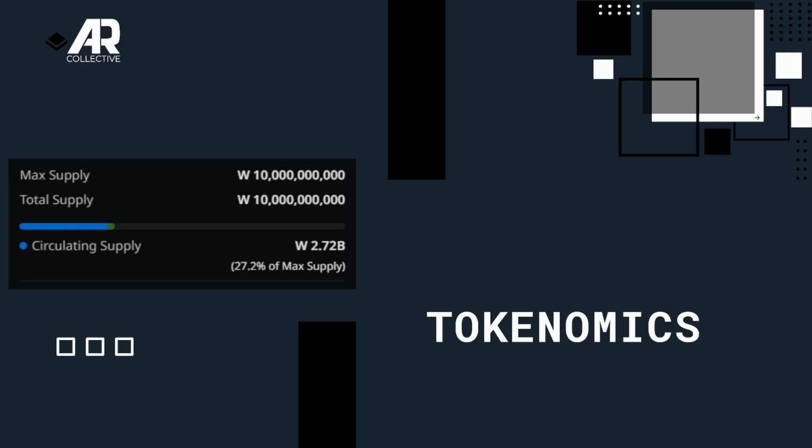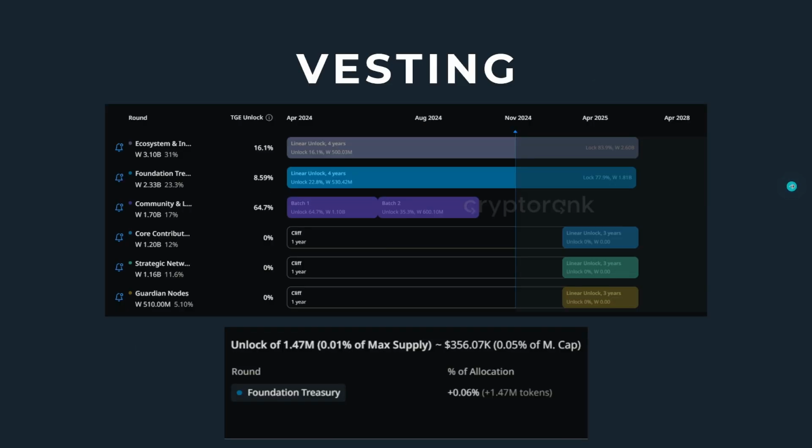Now let's dive into the tokenomics. As you can see, Wormhole has a total supply of 10 billion. 27.2% of the max supply is already on the market. As you guys know, they did an airdrop. So as you can see here on the screen, you don't have to worry about any big unlocks from at least the venture capitalists or the nodes. Because if you're a node, you get rewarded in Wormhole tokens for securing the network. You can see here, there are no big unlocks till around April, so that's around 5 to 6 months from now.